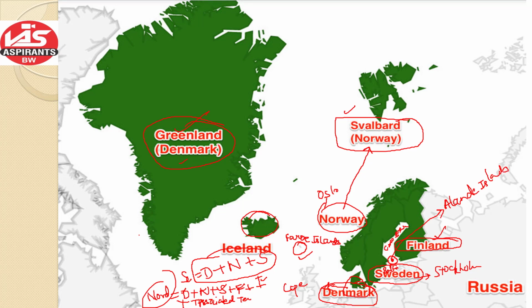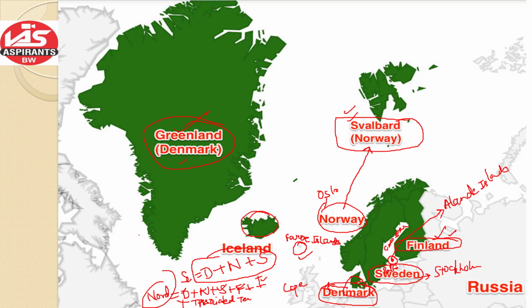So I hope you are clear with the difference between the Scandinavian and the Nordic countries. Scandinavia has 3 countries, Denmark, Norway and Sweden, whereas Nordic countries include Denmark, Norway, Sweden, along with Finland, Iceland and their associated territories, which are Greenland and Faroe Islands, which are part of Denmark, Svalbard, which is part of Norway, and Åland Islands, which is part of Finland. So this was the difference between the Scandinavian and the Nordic countries.